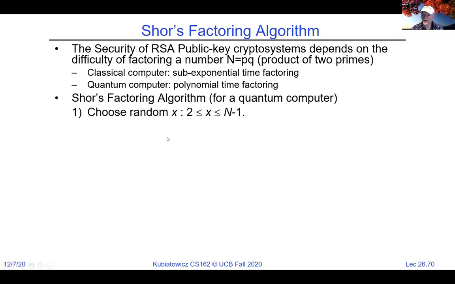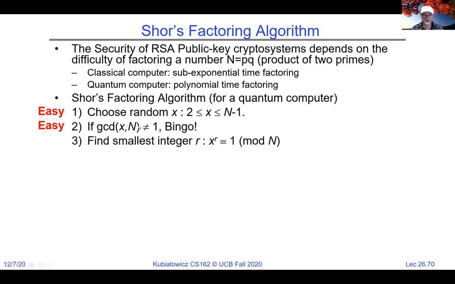Here's how it is in a nutshell. You pick a random x between 0 and N. That's easy. You say if the GCD, the greatest common divisor, between x and N is not one, you just found a factor, you win. Let's assume you didn't do that. We find the smallest integer r such that x raised to the r is congruent to one mod N. Basically that is doing modulo multiplication, which is really hard to do classically, and easy on a quantum computer. If r is odd, we have to repeat.